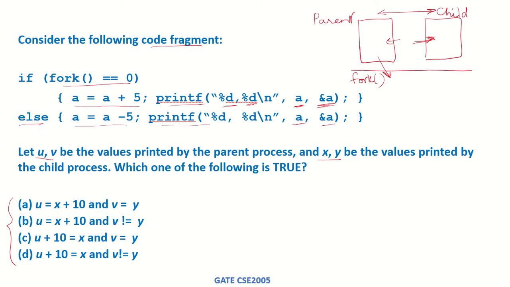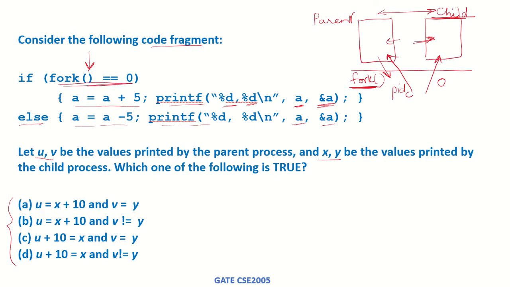Also, in response to this fork, while the child has been created, a return value is also returned to both the processes. To the child, the return value that is returned is 0, and to the parent, the return value is the process ID of the child. So whatever is the process ID of the child, that is returned to the parent process. Now let's come back to this code over here and let's see.